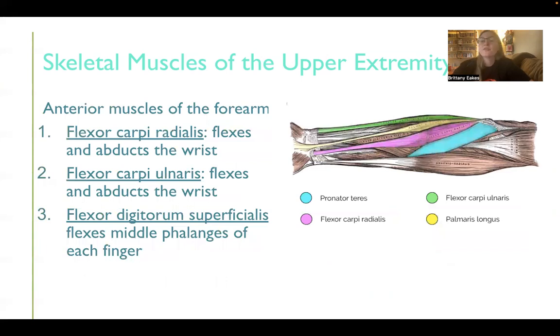Anterior muscles of the forearm will include the flexor carpi radialis. So let's break that word down. Flexor means flexus, carpi referring to the wrist, and radialis referring to the location of that muscle near the radius. So flexor carpi radialis will flex and abduct the wrist. Flexor carpi ulnaris will flex and abduct the wrist, and ulnaris is referring to that location.